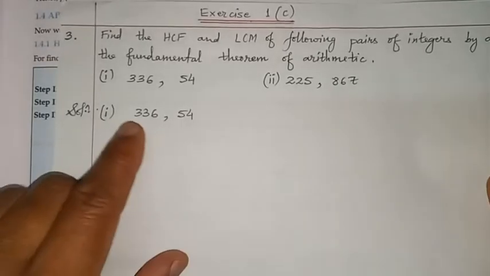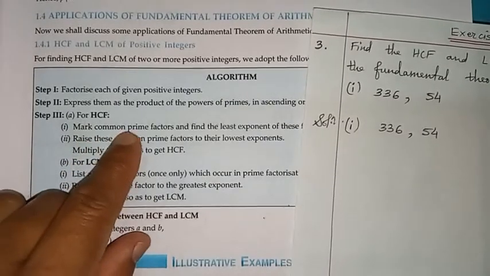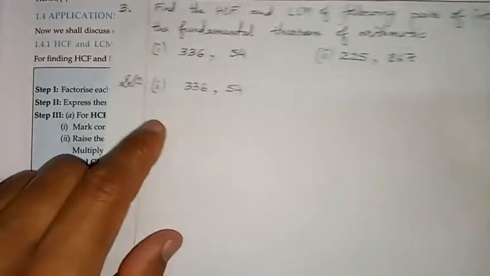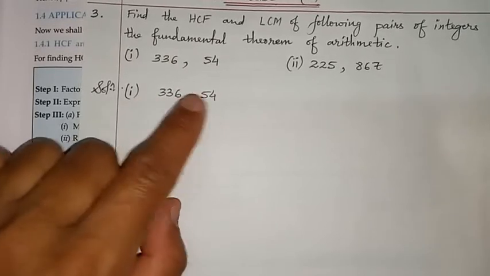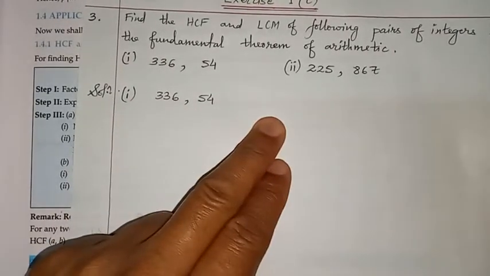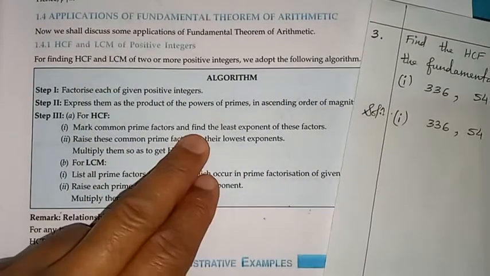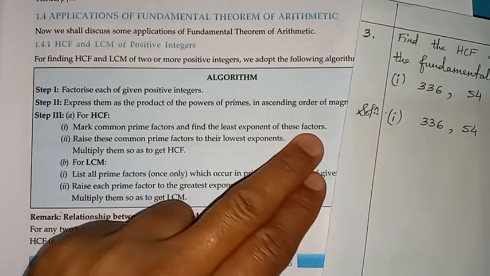Now, from these two prime factorizations you mark only the common prime factors. That means the prime factors which are present in both these numbers, or if I give you 3-4 numbers, they should be present in all. Okay, means common. You mark only the common prime factors and find the least exponent of these factors.